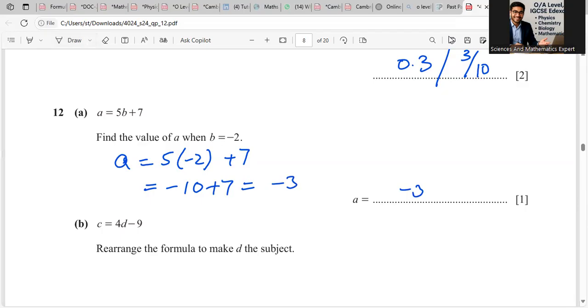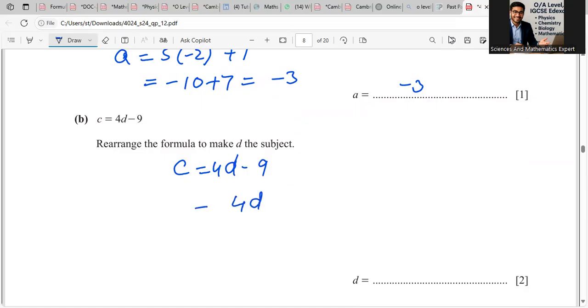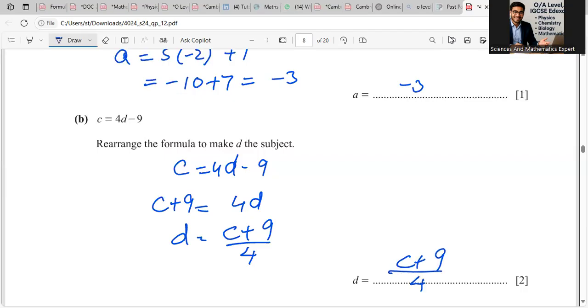After that, he is saying here C is equal to 4D minus 9. Make D the subject. Okay, C is equal to 4D minus 9. First of all, take this 9 to the other side. So 4D is equal to C plus 9. So D is equal to C plus 9 over 4.